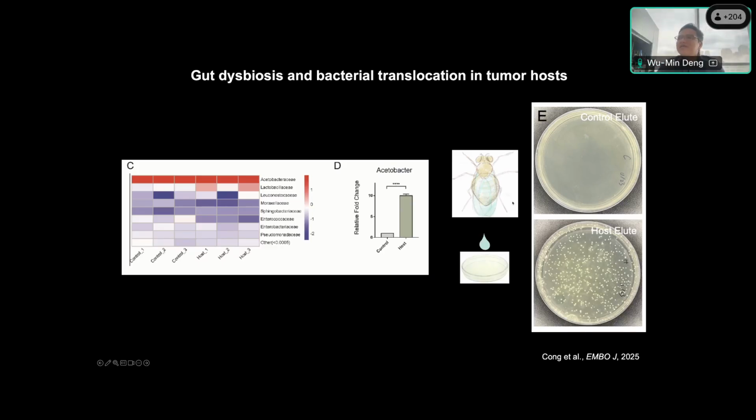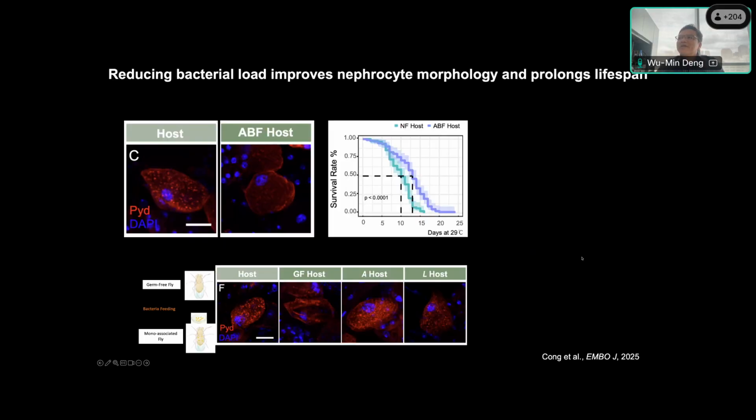And then Fei was able to take the hemolymph out from this host and plate it on the plate. You can see that there are actually bacteria in the fly host's hemolymph. And then if we reduce the bacterial load by raising those flies with antibiotic food, now you can see the nephrocytes morphology is improved, and also the lifespan is improved.